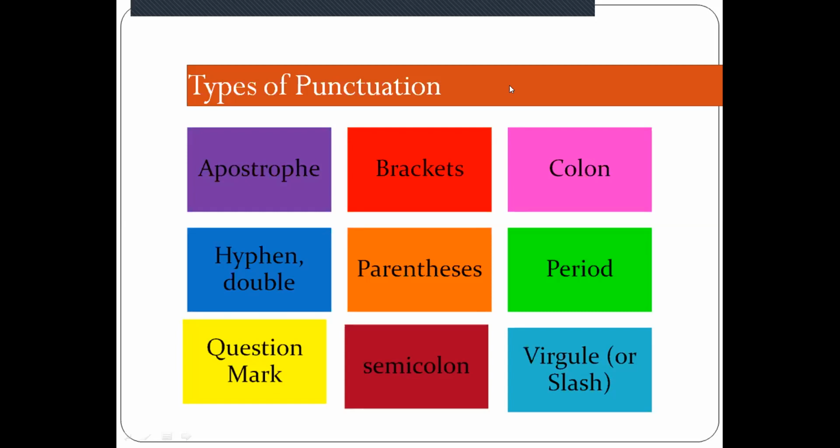There are so many punctuation marks. We have what we call the end punctuation mark and other punctuation marks. So we have the apostrophe, the brackets, the colon, the hyphen, the parenthesis, the period, the question mark, the semicolon, the virgule or slash, the quotation, and so many other kinds of punctuation marks. Let's move on and see these punctuation marks.